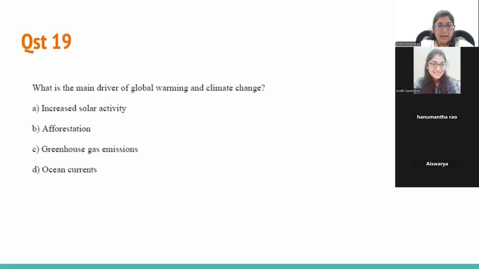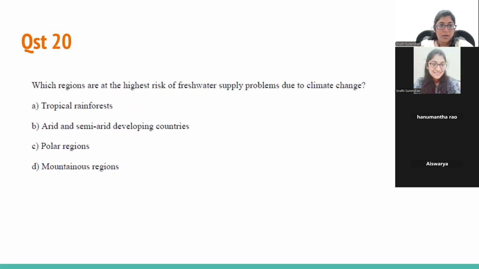What is the main driver of global warming and climate change? Is it increased solar activity, deforestation, greenhouse gas emissions, or ocean currents? Correct answer, it is greenhouse gas emissions. We had talked about this several times during this session.